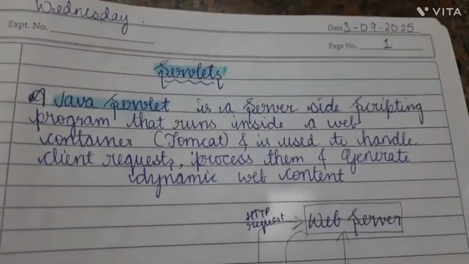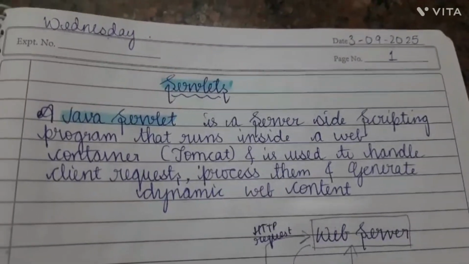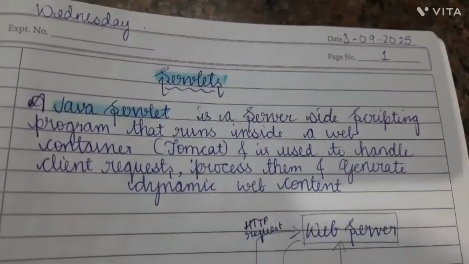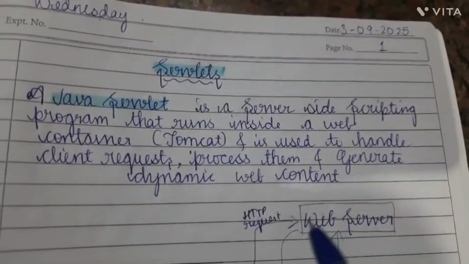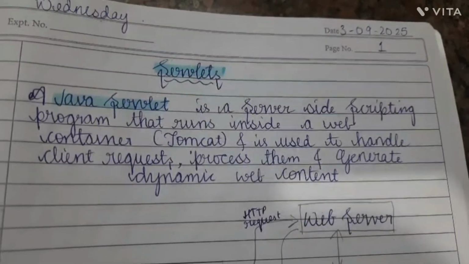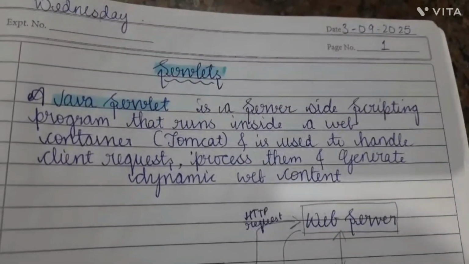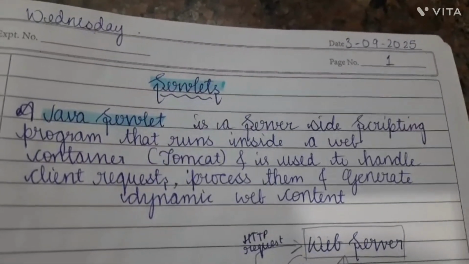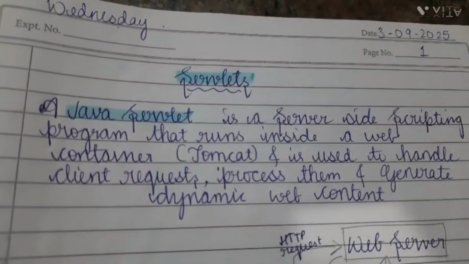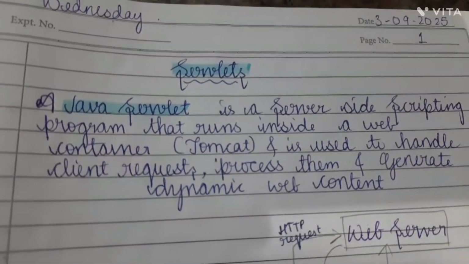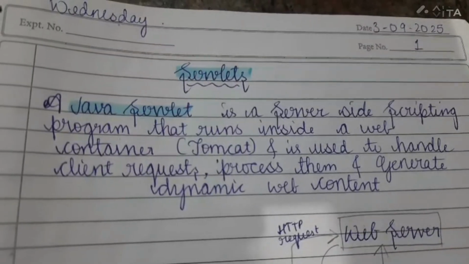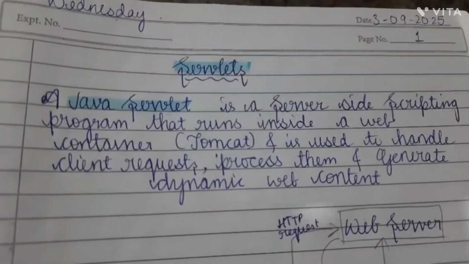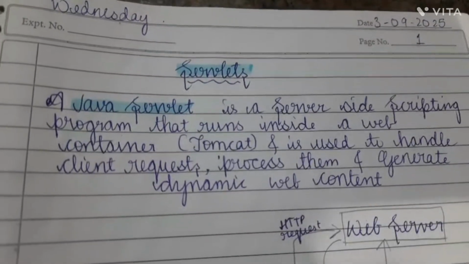So basically a Java servlet is a server-side scripting program that runs inside a web container known as Apache Tomcat. Inside Apache Tomcat there will be some program or code using which we can generate dynamic pages, and it is used to handle client requests, process them and generate dynamic web content as a response to the users. Moreover, it is important for us to learn about servlets because it plays a very important role in web programming and web development. So it is very crucial to know about servlets as well.